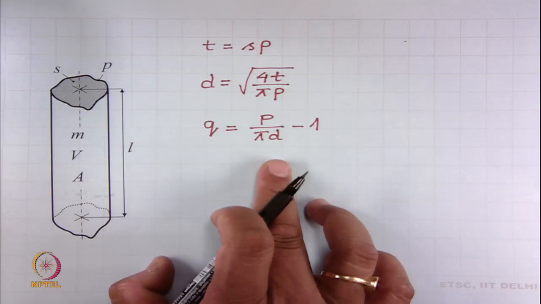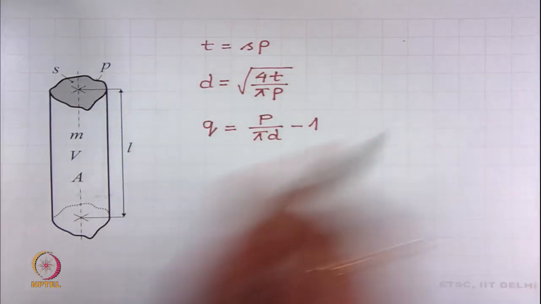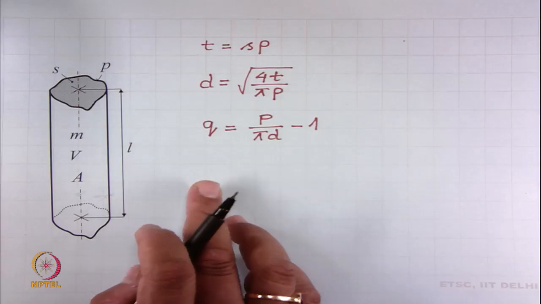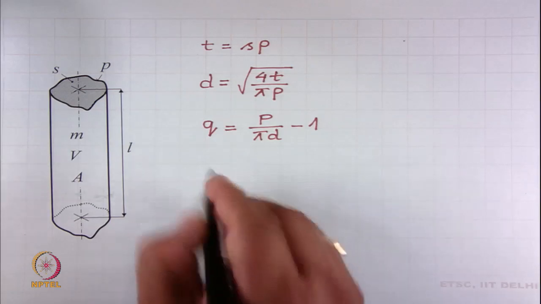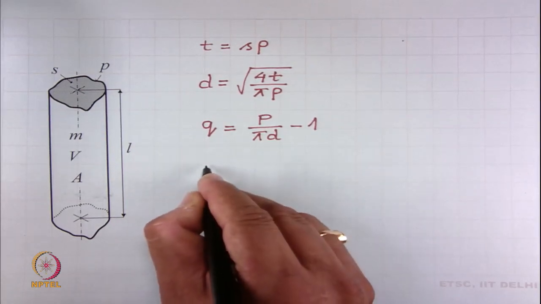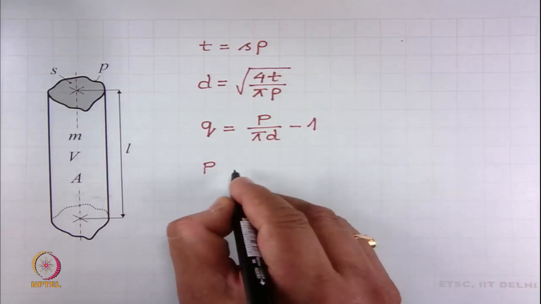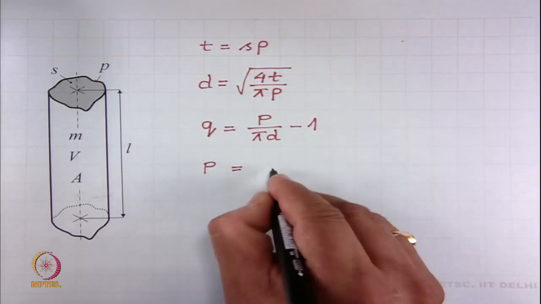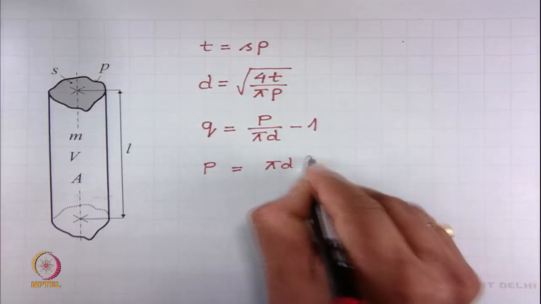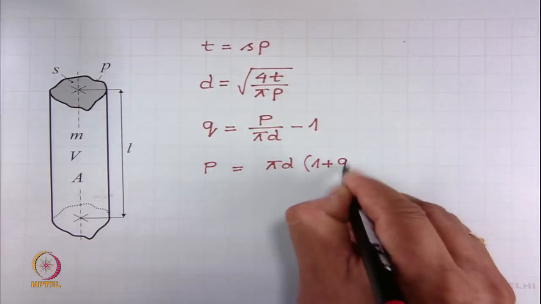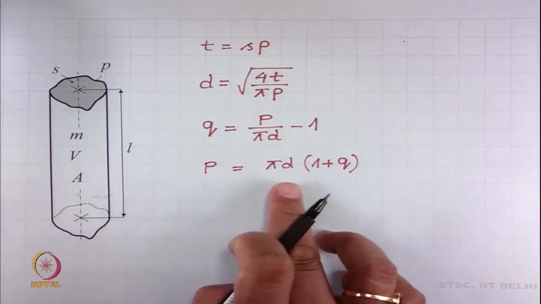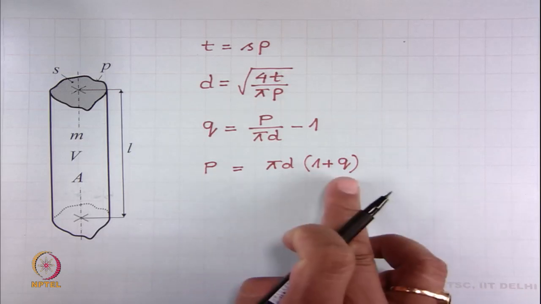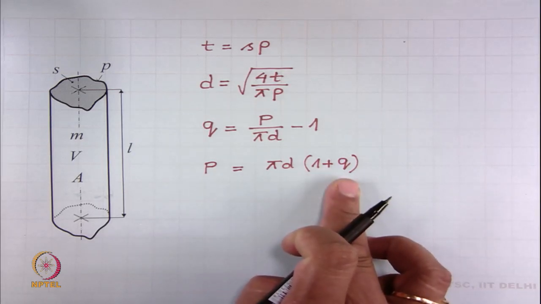And if you remember well, Q varies from 0 and onwards. 0 means circular fiber, and for non-circular fiber, Q will be greater than 0. Then from this relation, we can find out the expression for fiber perimeter. Fiber perimeter is equal to pi times fiber diameter into 1 plus fiber safe factor.